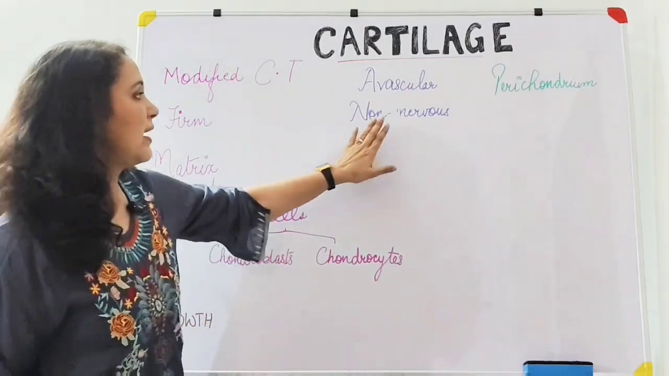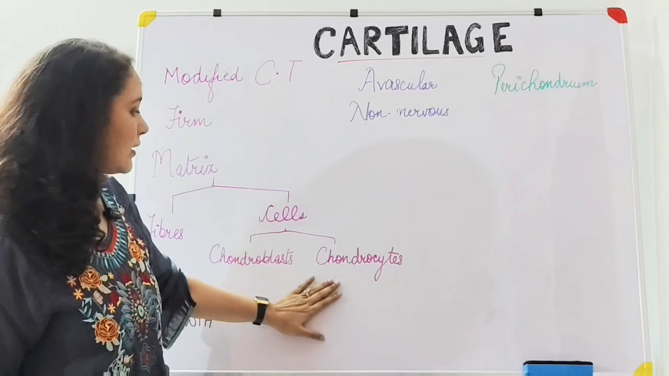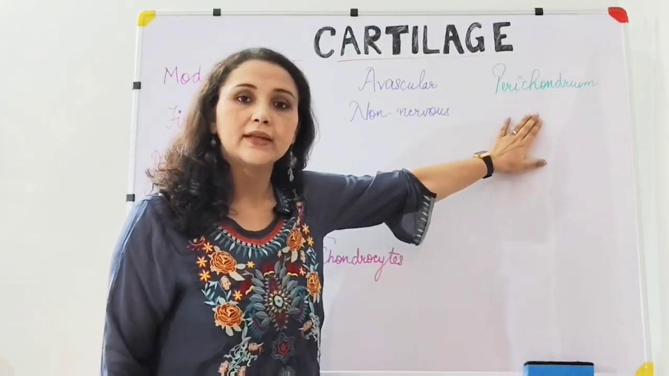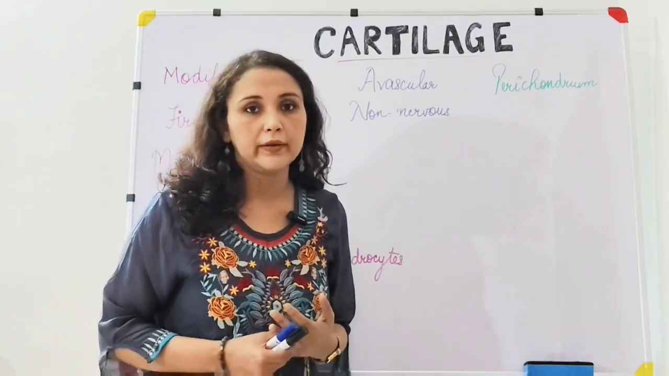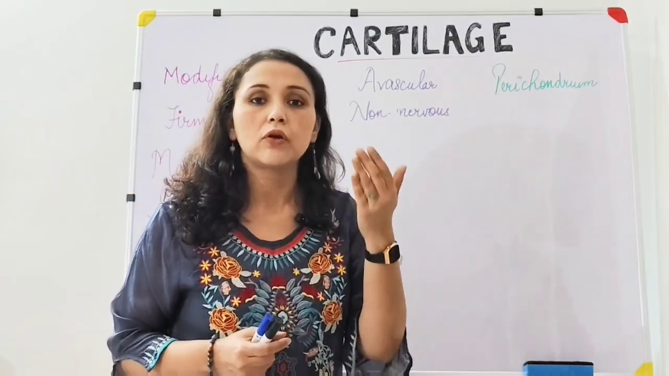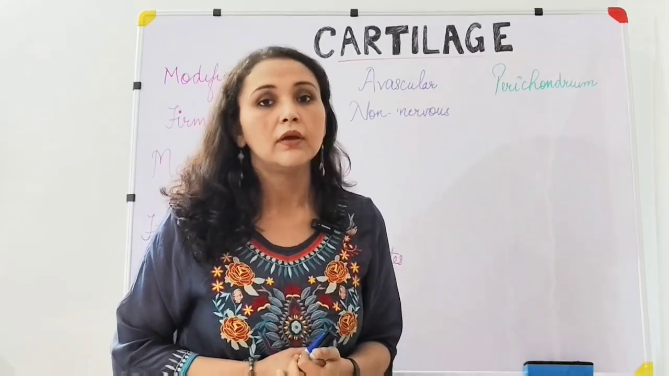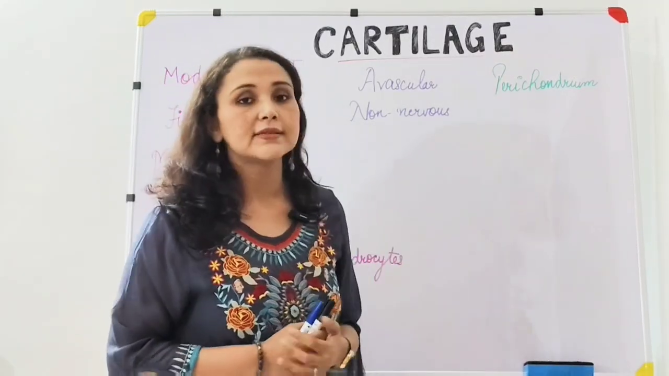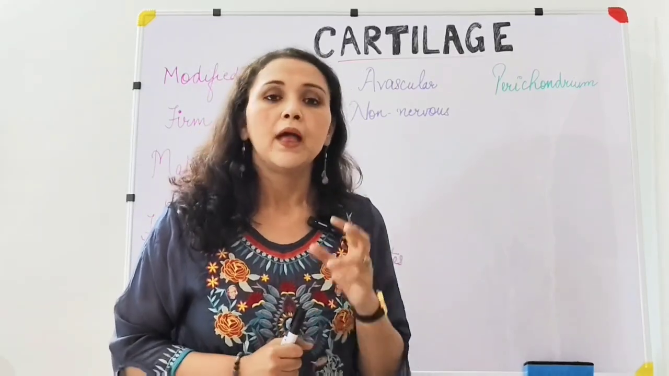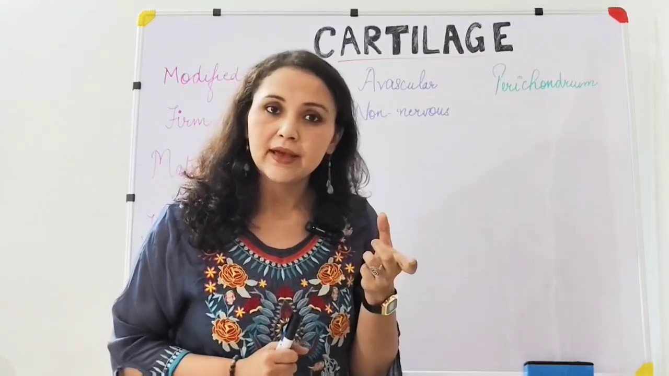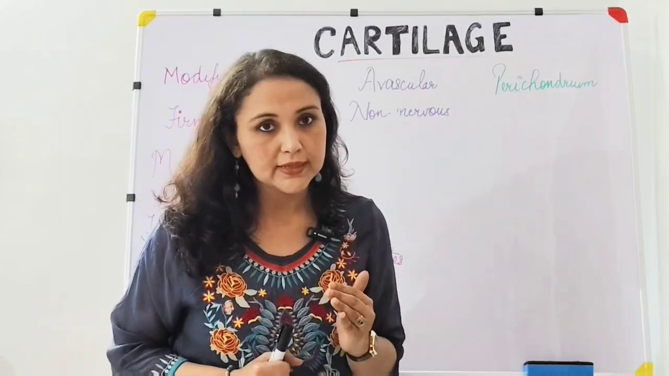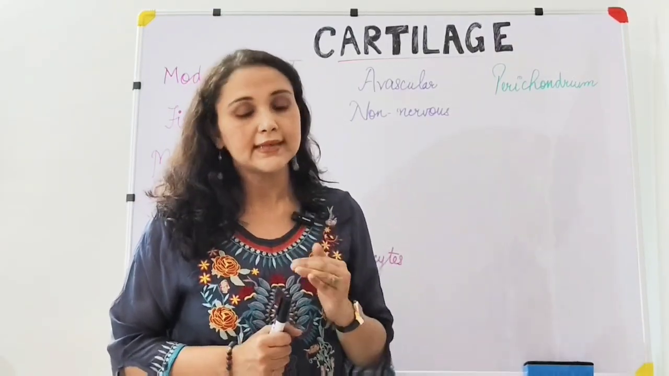Right? So we have done various features of the cartilage. Next, the free surface of the cartilage is covered by perichondrium. If we know these features, then it will be very easy for us to draw the histological picture of the cartilage also, right? So the free surface is covered by the perichondrium. Now, perichondrium has a fibrous layer and a cellular layer. It has an outer fibrous layer and an inner cellular layer.